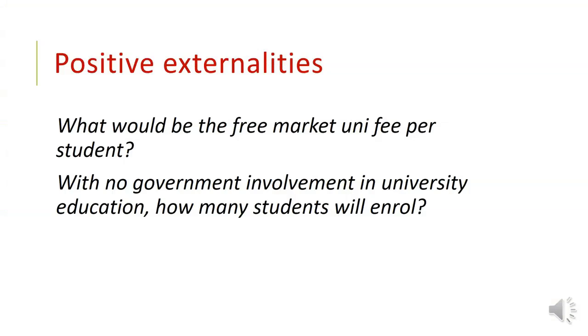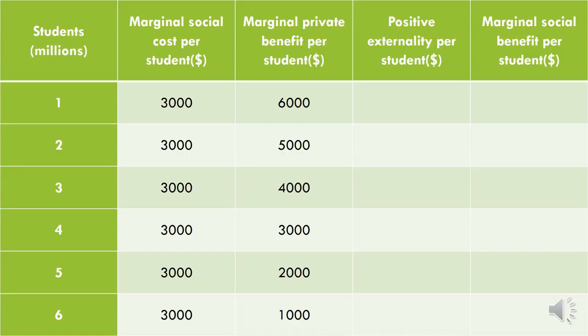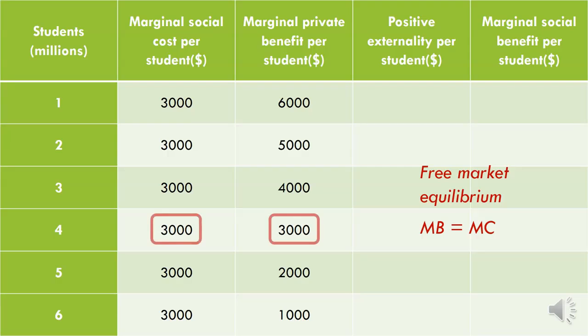That's the table. So our first question is, what would be the free market uni fee per student? And also, with no government involvement in university education, how many students would enroll? Well, what we're looking for here is a free market equilibrium. That is, where the marginal benefit is equal to the marginal cost. The marginal private benefit, that is, equals the marginal private cost. Now, the marginal private cost is the same as the marginal social cost in this story. So it's pretty easy to find. That's going to be here.